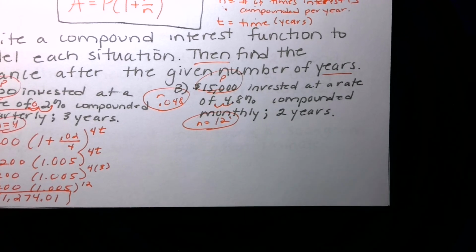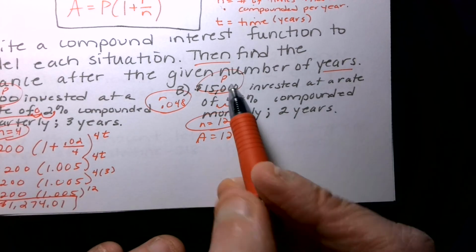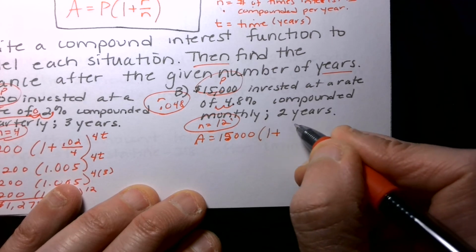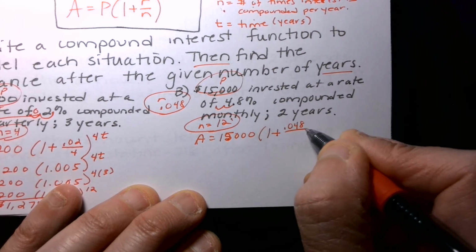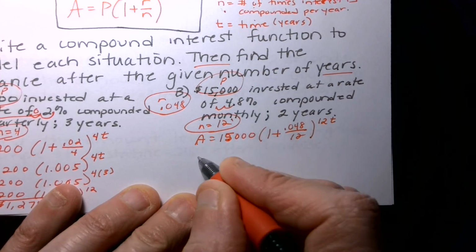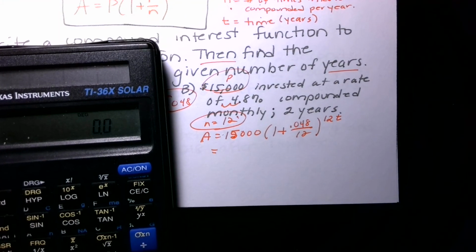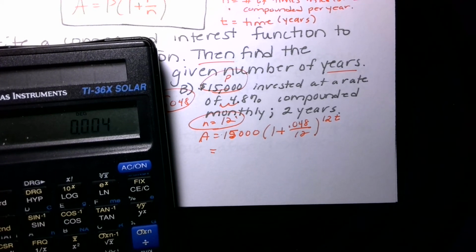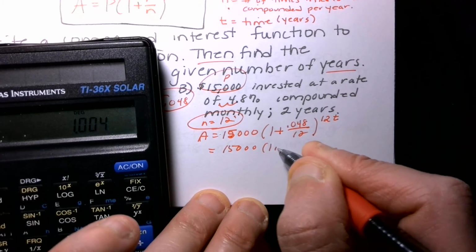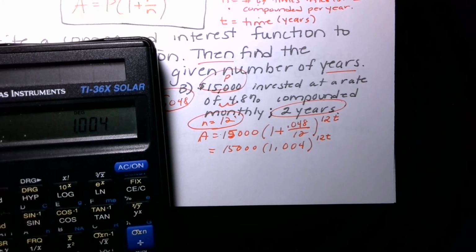And then I'll do this at the end like they asked. So A equals, whoopsie, why am I putting that in there? The principal is 15,000 times 1 plus the rate over the n, which is 12, raised to the n, which is 12t. So again, you have to figure out that middle part. So I'm going to do 0.048 divided by 12 plus 1, and we get 1.004 to the 12t. Now they're saying, okay, go ahead then and figure it out for 2 years.